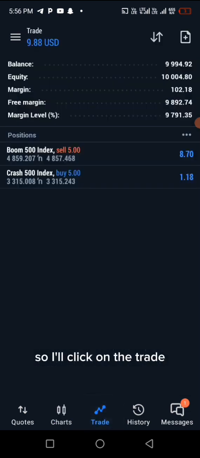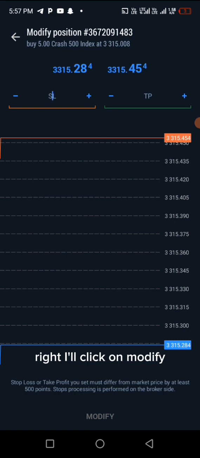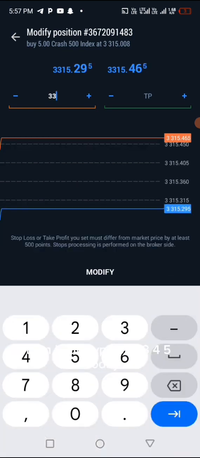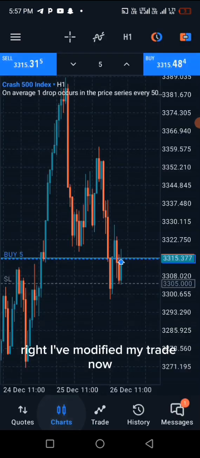So I'll click on the trade, then I'll come to the charts. I'll now click on modify. Then I'll type in 33.05 and click modify. Right, I've modified my trade.